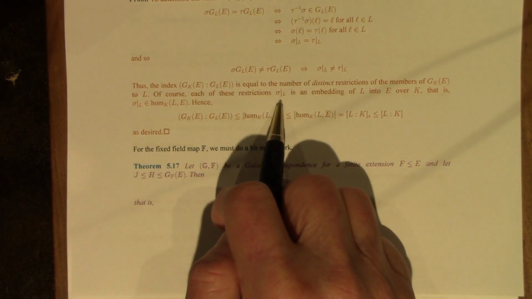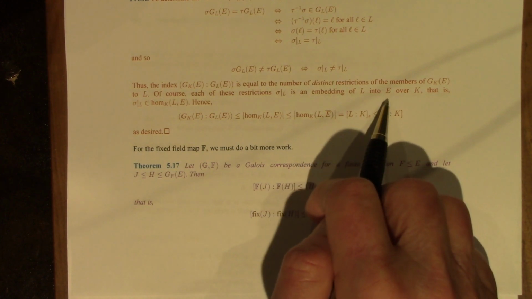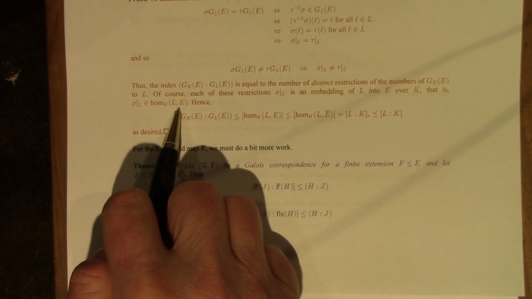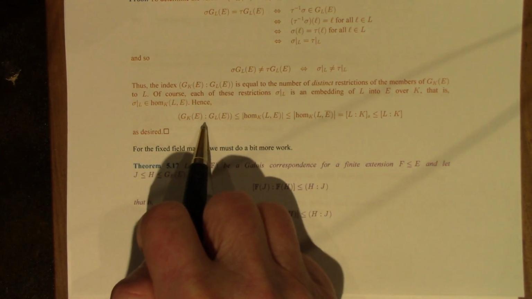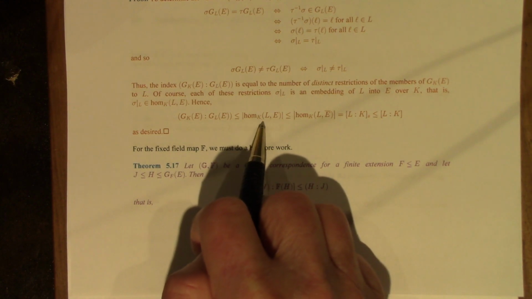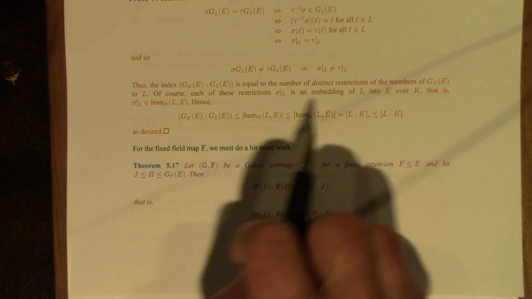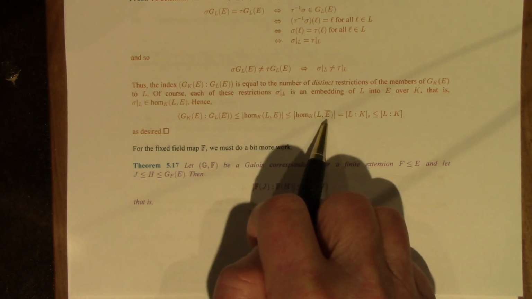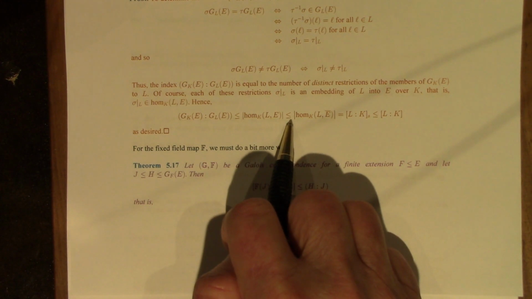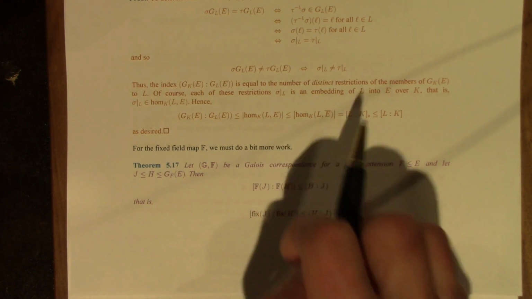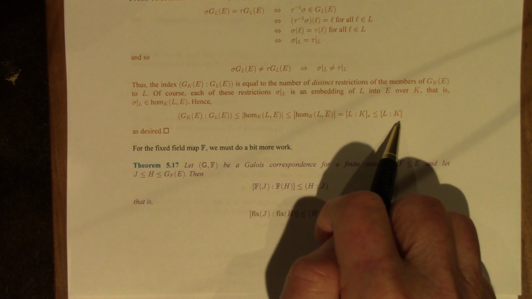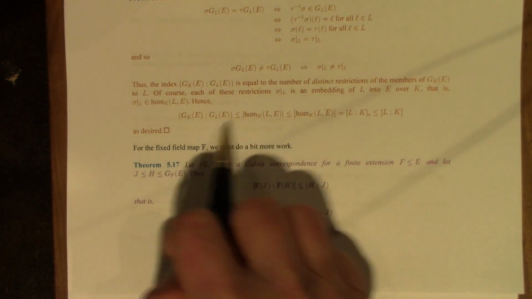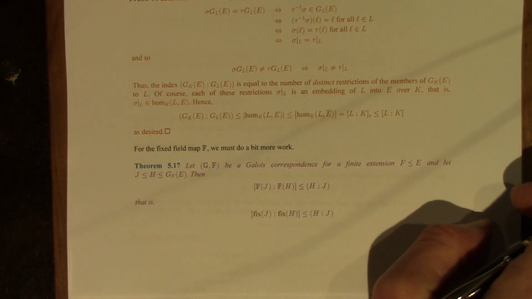Each of these restrictions is an embedding of L into E over K. It belongs to this Hom set. And so the index is less than or equal to the cardinality of this set. And I've replaced E by E bar here, so this could be potentially a bigger set. So we have this inequality. This is the separable degree, which we know is less than or equal to the degree for a finite extension. And that is the inequality that we wish to establish.